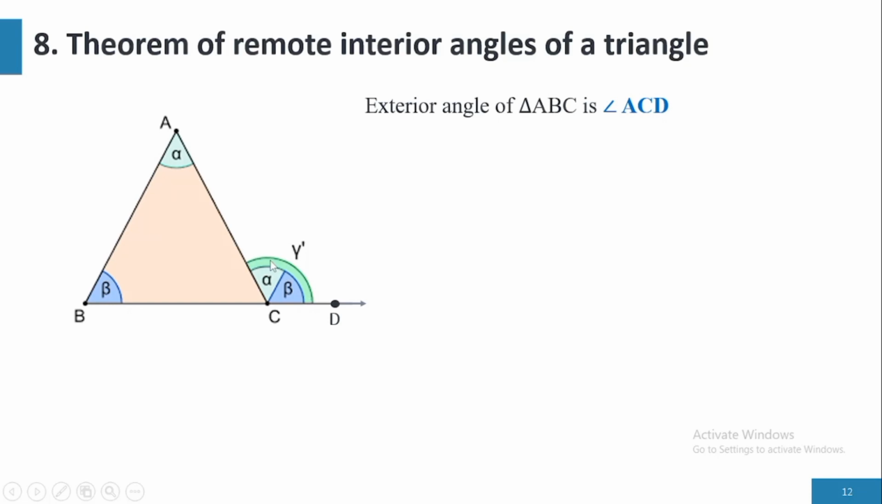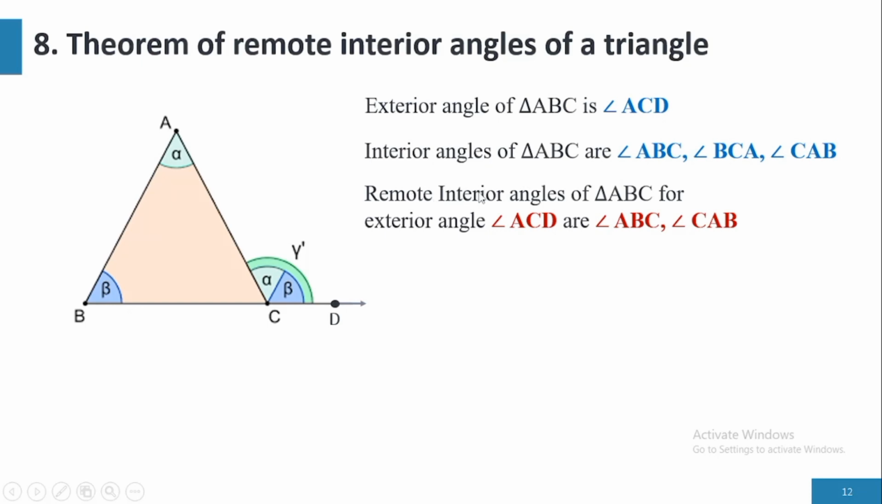Okay, now let us understand interior angles. Interior angles means the angles which are made by this triangle, that means angle A, angle B and angle C. We also write the name of angles using 3 letters. Rather, I would suggest always use 3 letters to write the name of angles. Now let us understand what you mean by remote interior angle of a triangle for the given exterior angle. Now if you observe here angle ACD, that means this exterior angle.